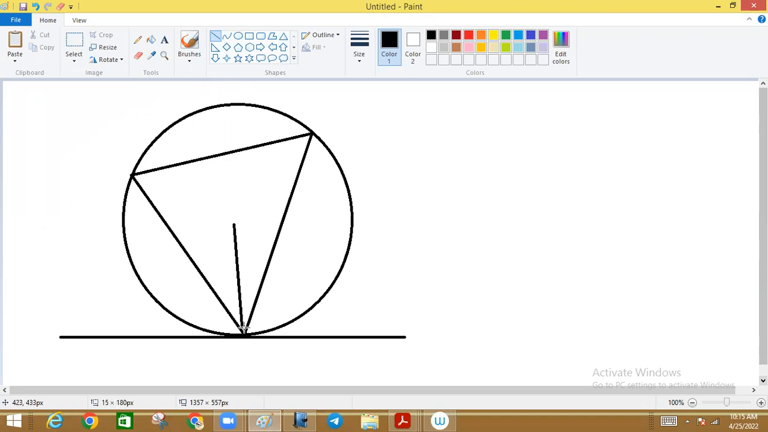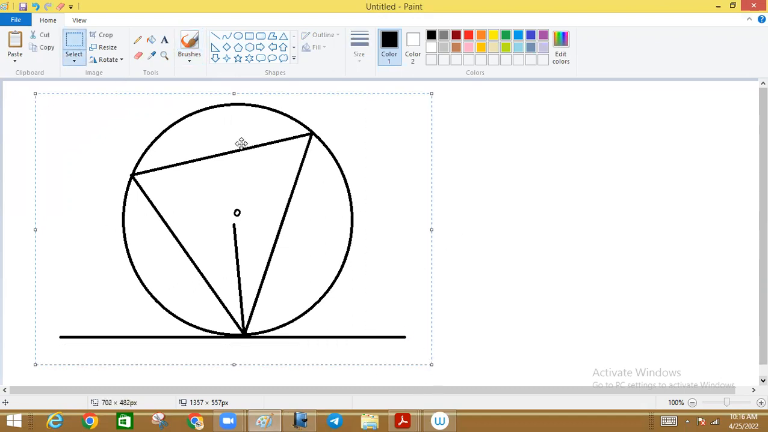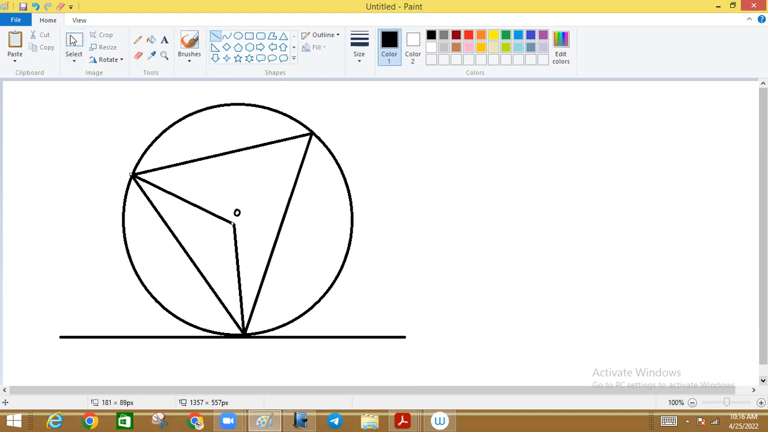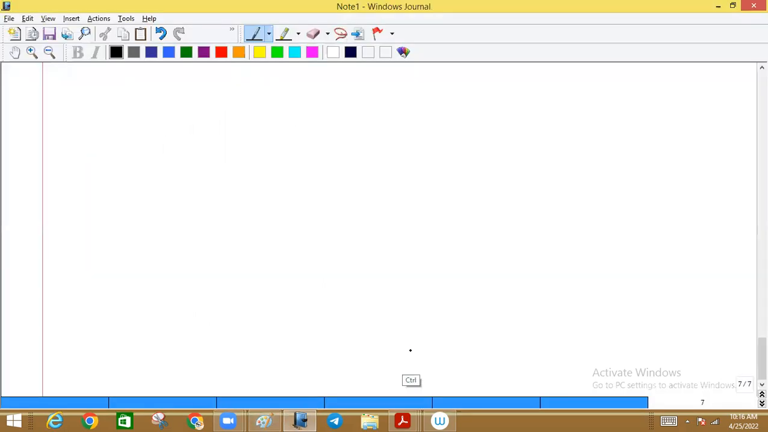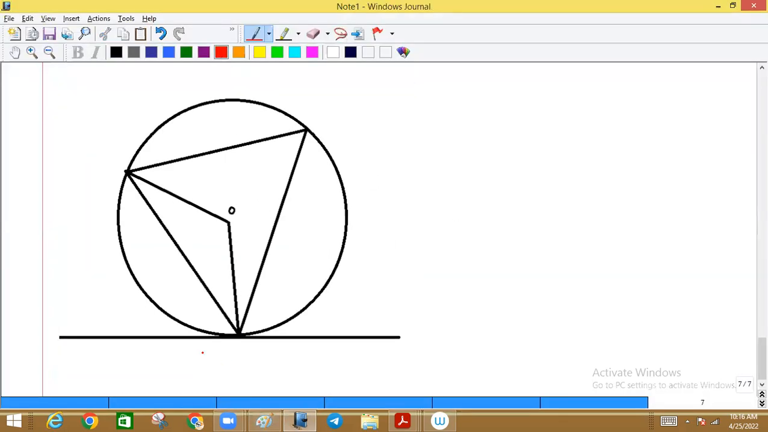If I draw from center to the point of contact, we know it is perpendicular. Now see here. If I take this angle as theta, anyone tell me what is this angle? What about that angle? This entire thing is 90 degrees. It is theta. Therefore, what is this angle? 90 minus theta. And what about this angle? 90 minus theta.